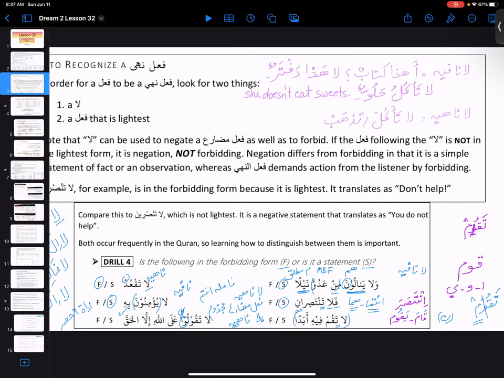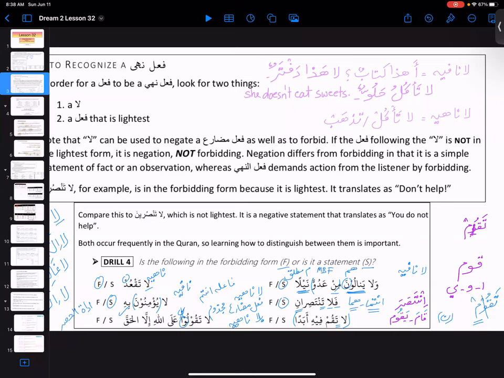Exactly. Another example was la takulu. She does not eat sweets. So this la is simply la nafia because the takulu is in the rafa form. So this is again la nafia. In la nahia, the fail mudari will be in the majzoom form, and this will be an order or command. So it demands the action from the listener by telling him to forbid.